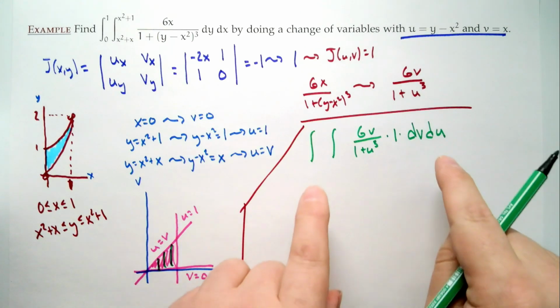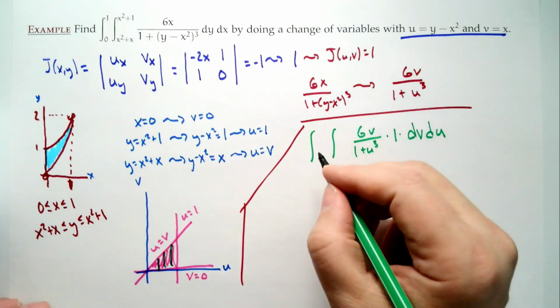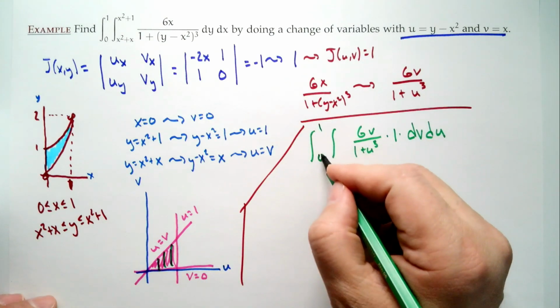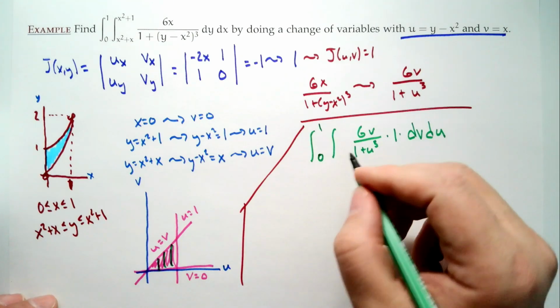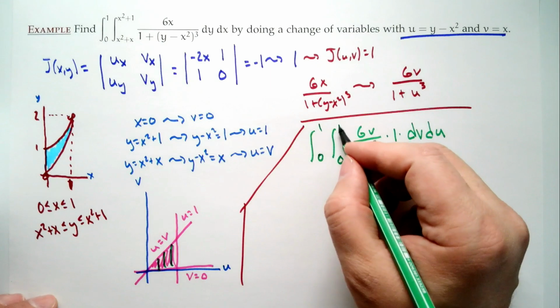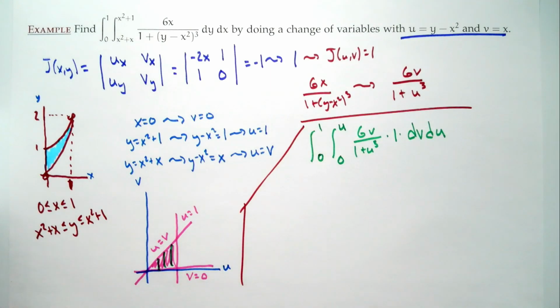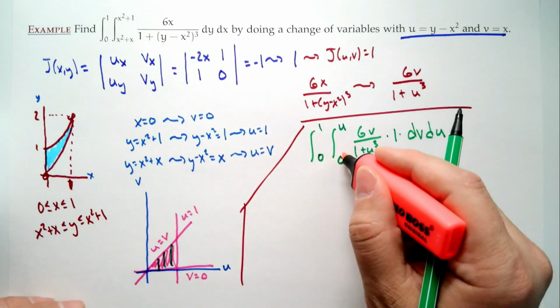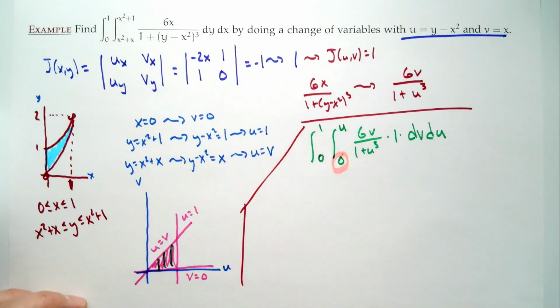Okay, where does u go from? 0 to 1. And where does v go from? 0 up to the line v equals u, so 0 to u. Now, here's the other reason why it's good to slice vertically. You see that 0 there? If you were slicing horizontally, it would not be a 0. 0 is your friend. As often as possible, try to get 0 in there. And so given a choice, try to put 0 in.